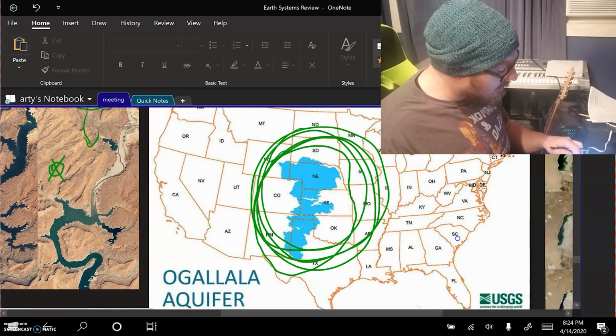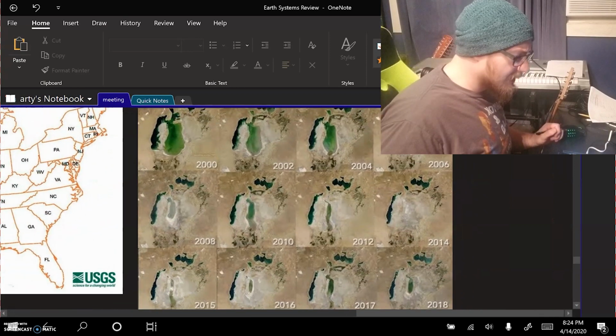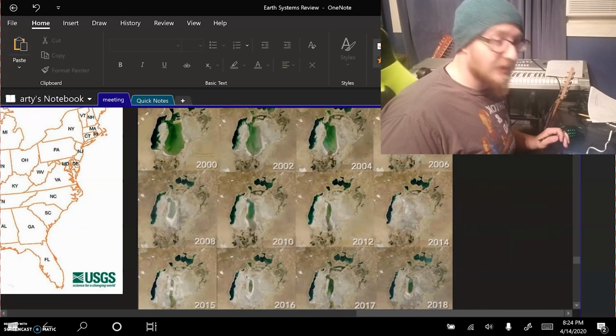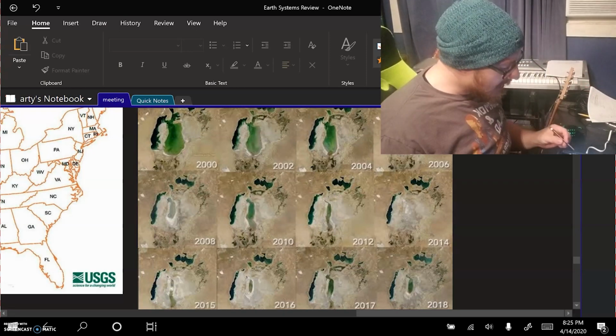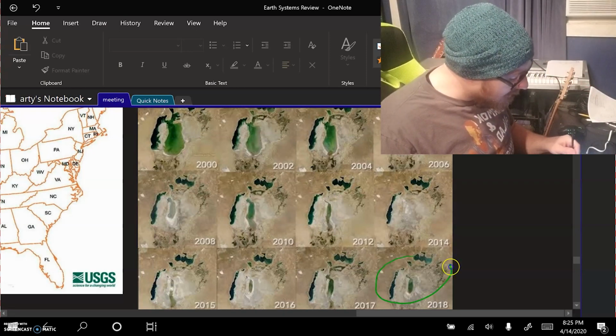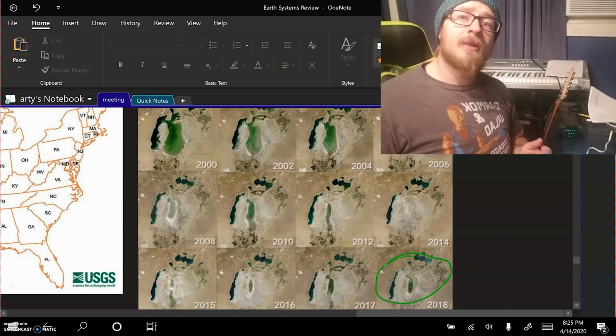The last water issue I want to talk about is the Aral Sea. The Aral Sea is right next to Kazakhstan, on the western side of Kazakhstan, so it's in the Middle East. And it's also been depleted because that area of the world has a cotton farming industry.